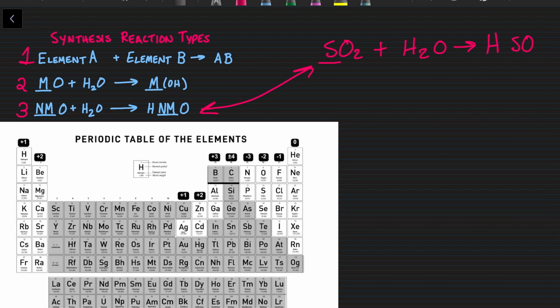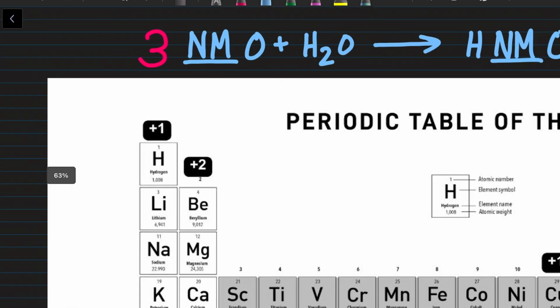So the first thing that we got to look at here is that we are adding water to this non-metal oxide. So we can tell just by seeing the H₂O that it's going to be either number 2 or number 3 from the reaction types, not number 1. And then the second thing that gives it away is that we have sulfur, which is S, which is a non-metal. So that's how we know that it's going to be the third reaction type.